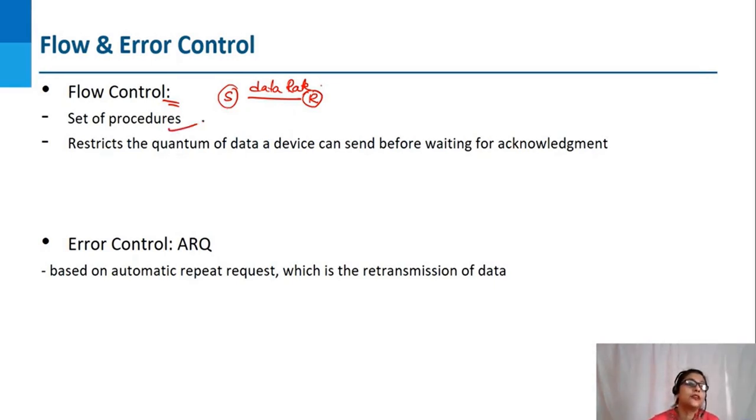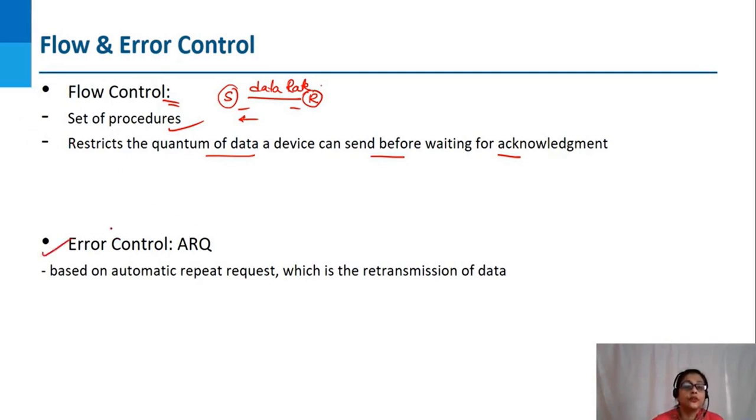It is basically a set of procedures that restricts the quantum of data a device can send before waiting for acknowledgement. So what we do, we give a mechanism of acknowledgement, like some amount of data will be sent from the source to the destination or the receiver, and the receiver will acknowledge. Only when the sender receives the acknowledgement, then it can send the next set of data. So this way, flow control mechanism can be accomplished.